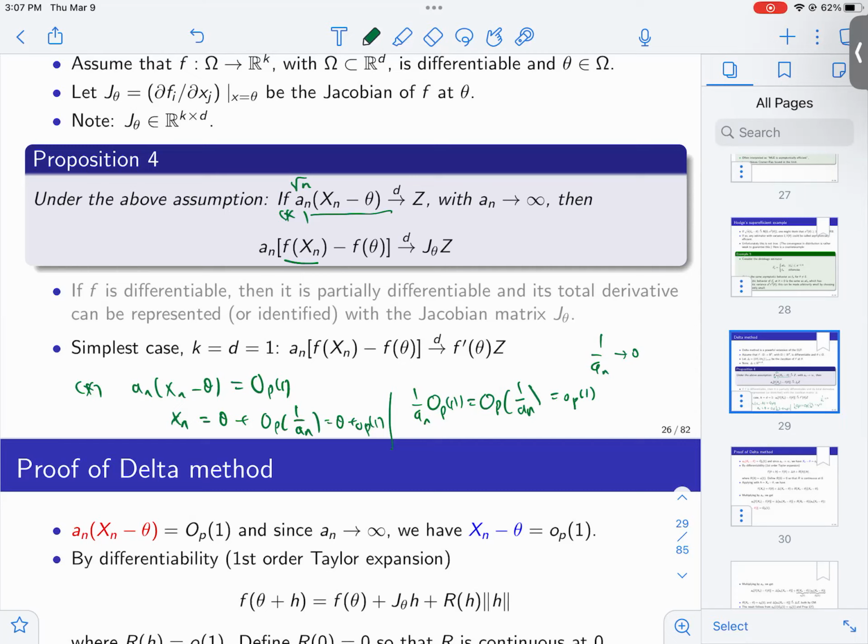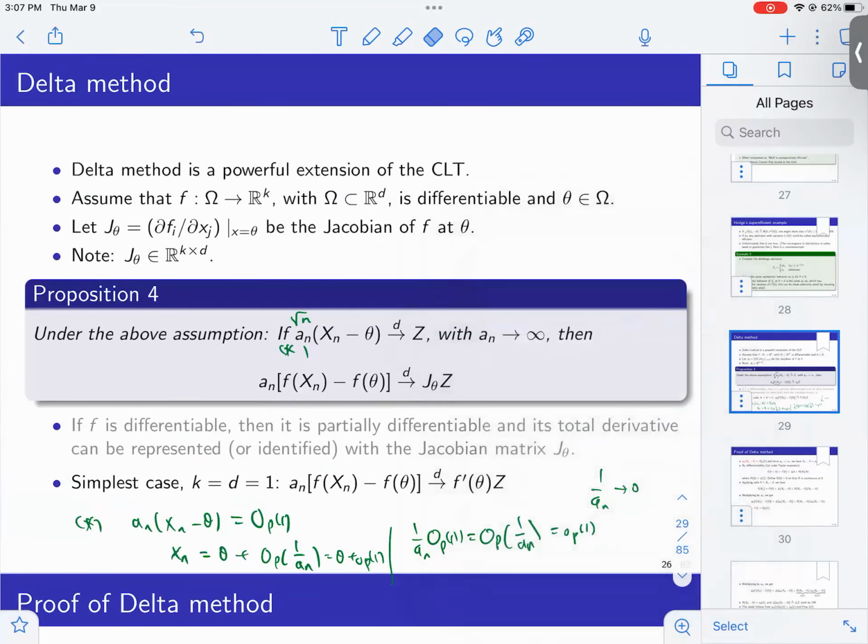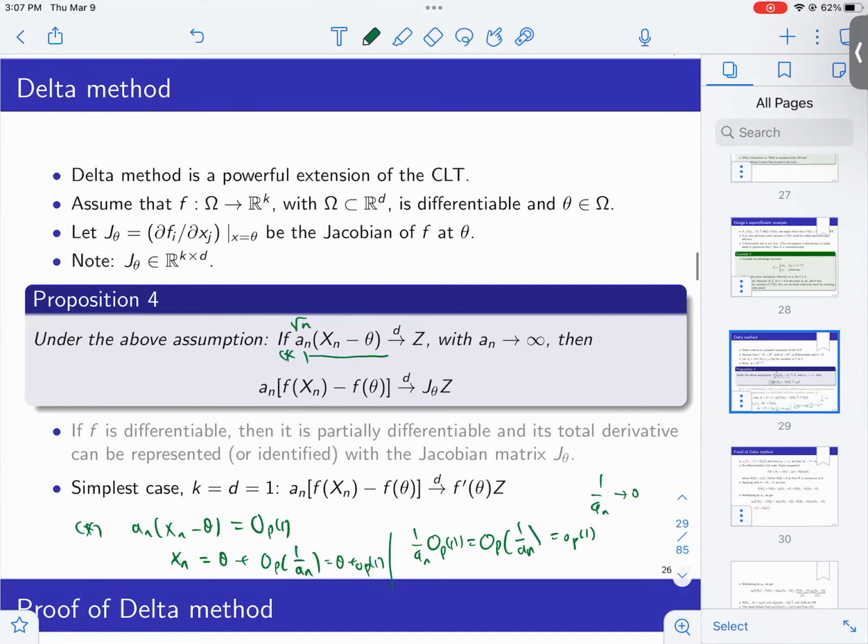And then we know that f of x_n is converging to f of theta by the continuous mapping theorem. The question is, can I get an asymptotic result for it? This delta method is saying that yes, you can easily translate this result into a result on f of x_n. So a_n times f of x_n minus f of theta, at the same scaling, is going to converge to the Jacobian of the transform, which is a matrix, times Z. Okay, so a linear transformation of basically Z.